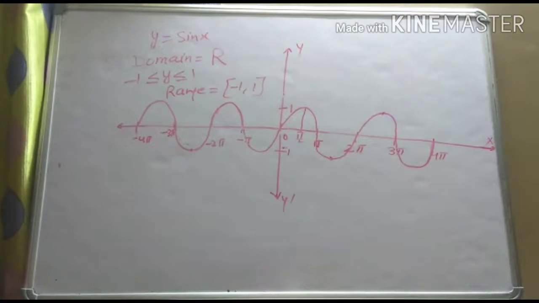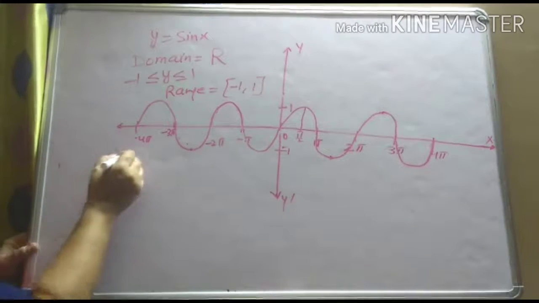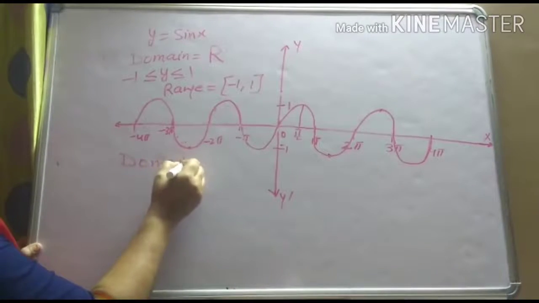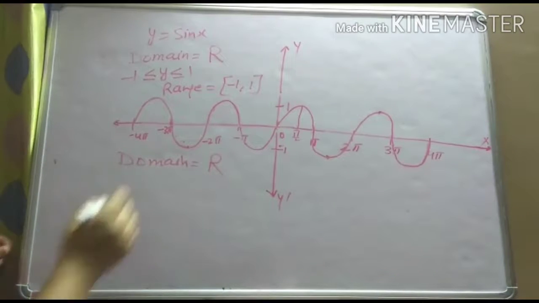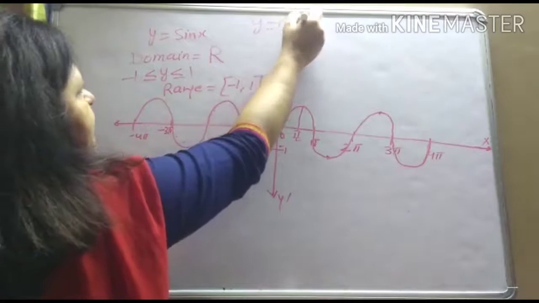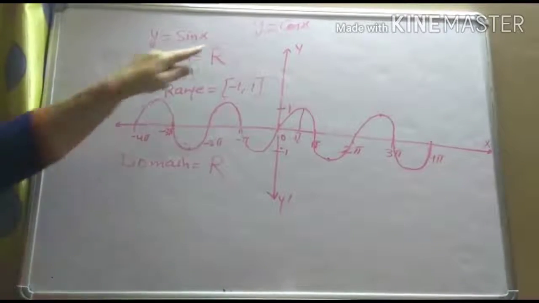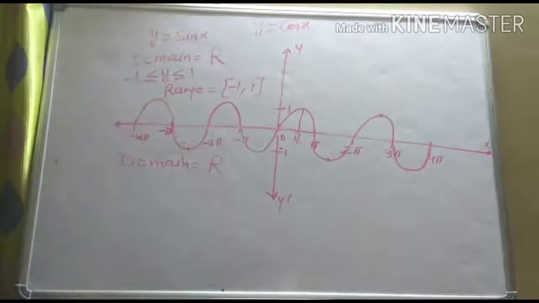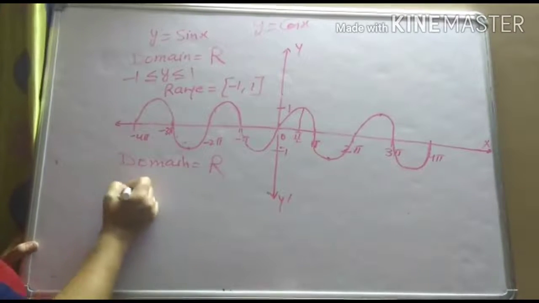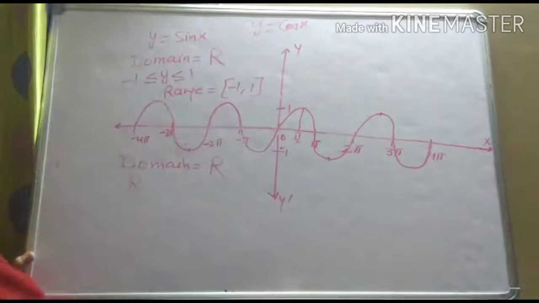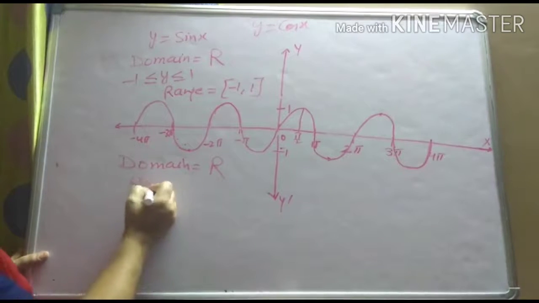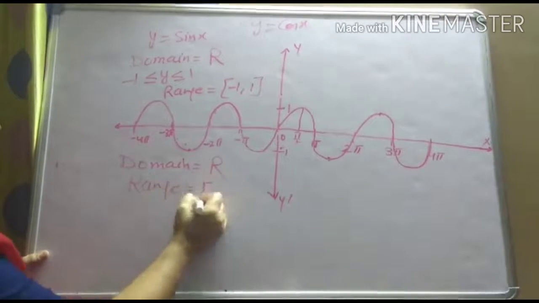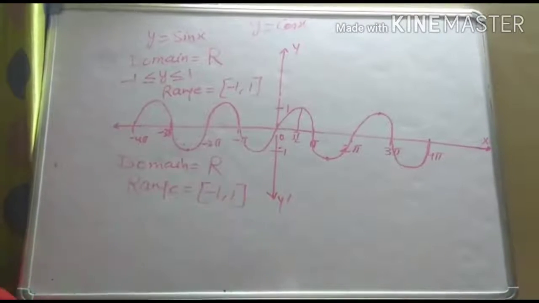Similarly, we can draw the graph of cos x, and the domain of the cos function is also real numbers, because if we have y is equal to cos x, then y is defined for all real x. And similarly, the value of y will lie between minus 1 and 1, including minus 1 and 1. So the range becomes the closed interval minus 1 to 1.